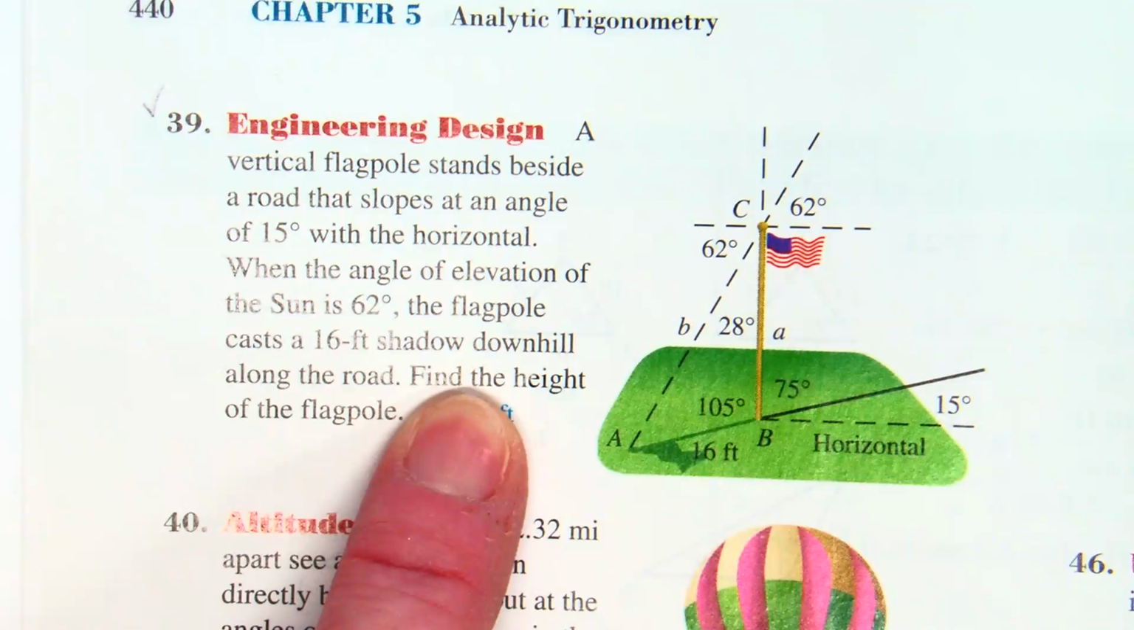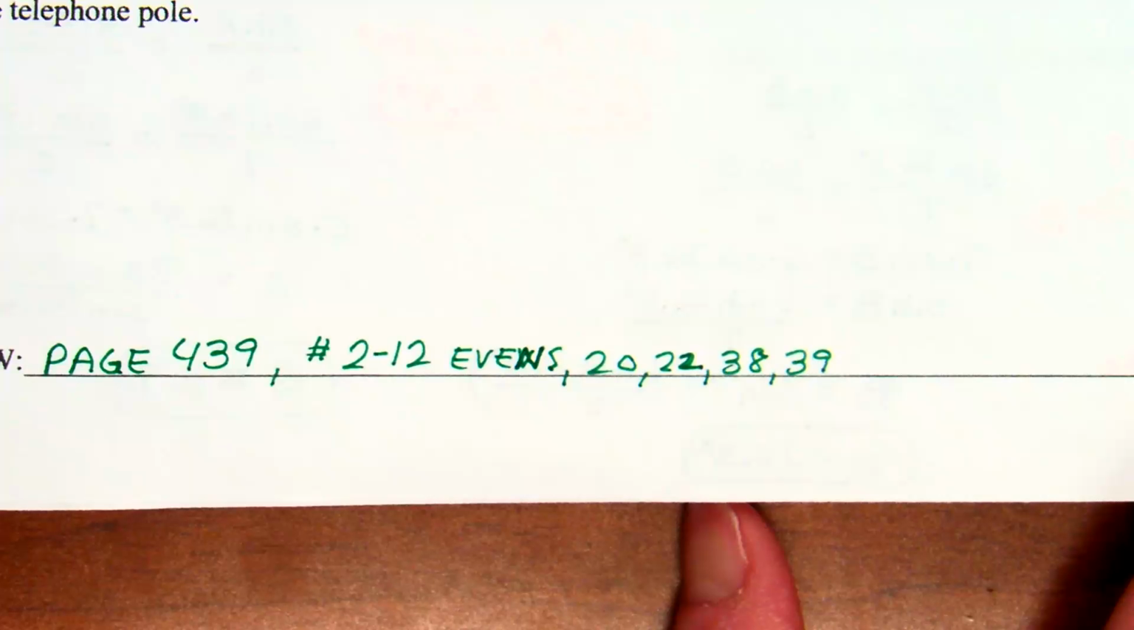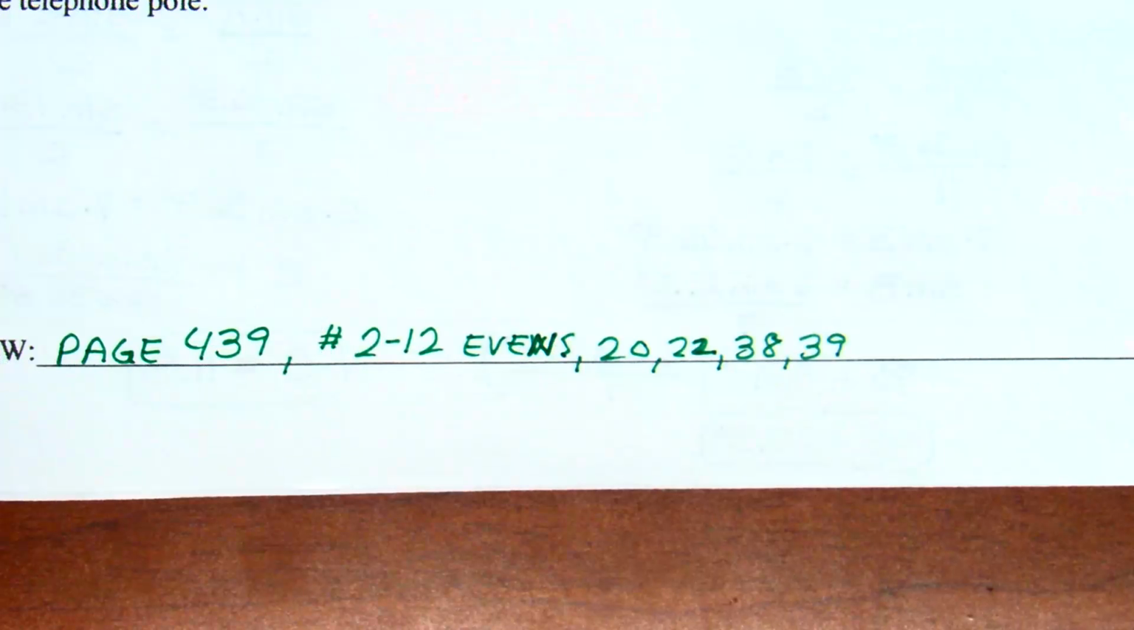Okay, your homework, have you written it down? Page 439, 2 through 12 evens, 20, 22, 38, and 39. Should be everything you need. Got it? I think the only problem for me would be the language. That's going to be the language with any word problems. I get it. Okay, bring this done for Monday. Ready to go over questions. That means Monday we'll check it.